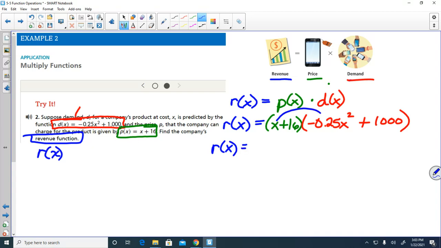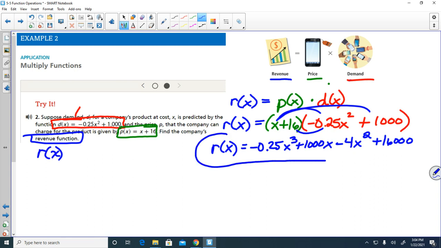So x times negative 0.25x squared is negative 0.25x cubed. 1,000 times x is plus 1,000x. 16 times negative 0.25, I believe is negative 4, but I'm double checking. Yes, minus 4x squared. And then 16 times 1,000 is plus 16,000. There's no like terms, so this is my revenue function.